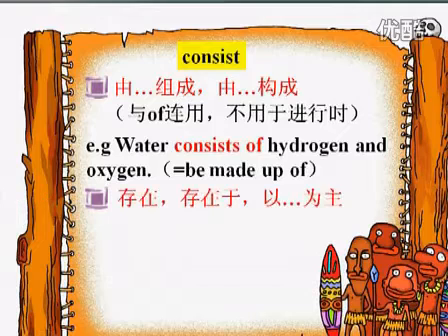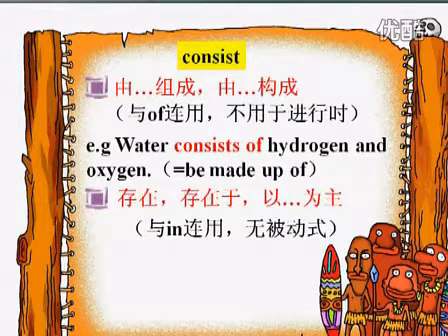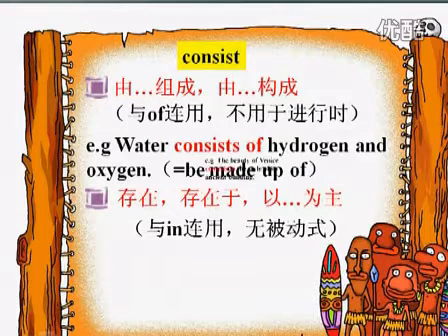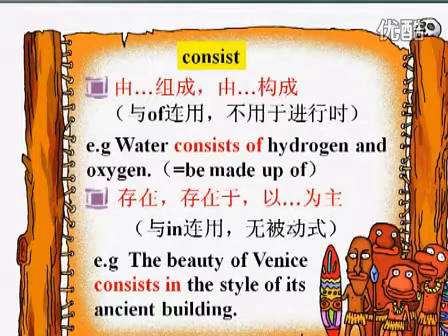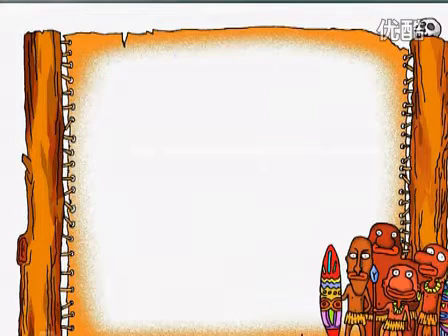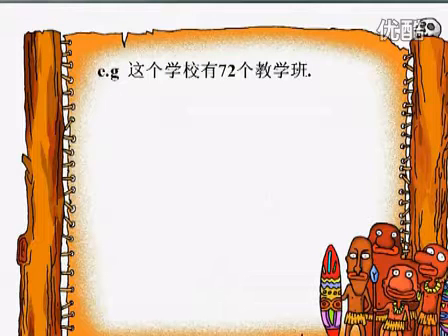The next, 存在于以什么什么为主。For example, the beauty of Venice consists in the style of its ancient buildings. 威尼斯的美丽在于它古典建筑的样式。Okay, now look at some questions.